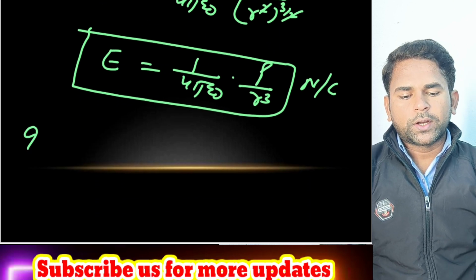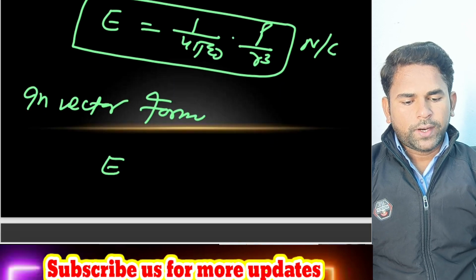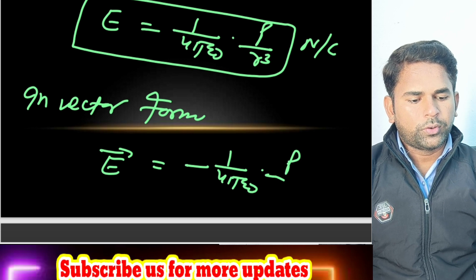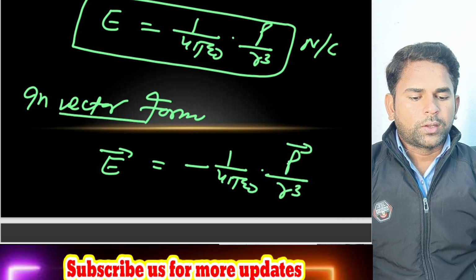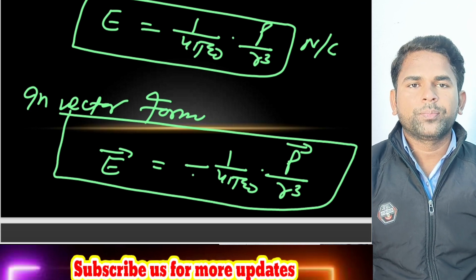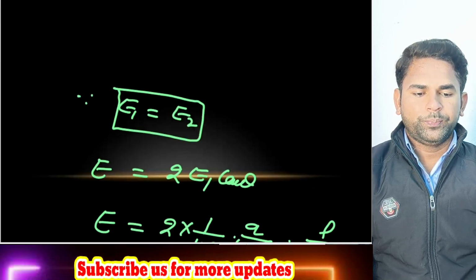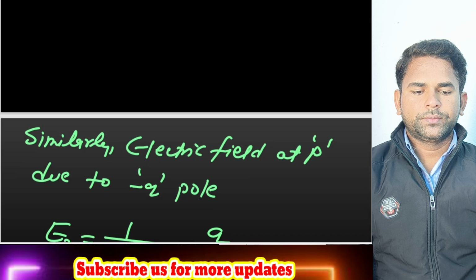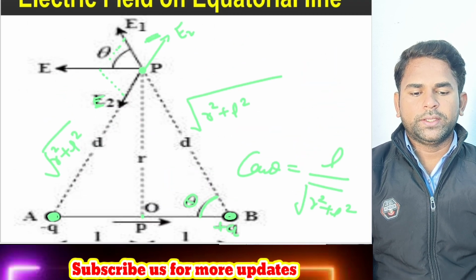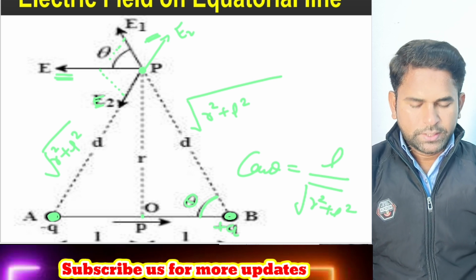But if you are writing in vector form, you can write the vector E is equal to negative 1 upon 4 pi epsilon naught into vector P upon R cube. Why are you writing the negative sign? Can you tell me why? Because of the direction of the resultant electric field. You can see here, this direction, so we are writing negative there. Is it okay or not?